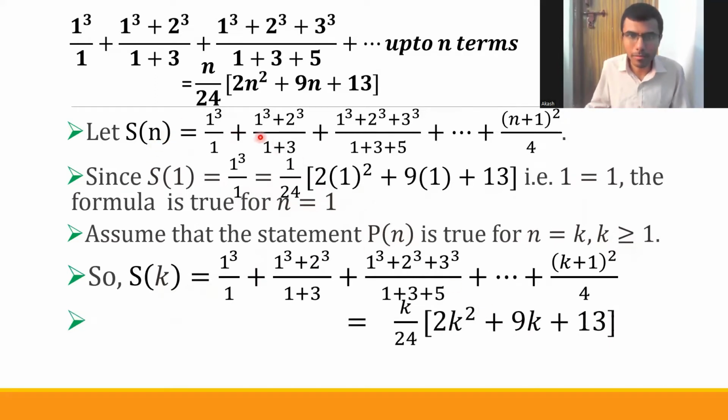See, S of n is nothing but this, which is equal to n by 24 into 2n square plus 9n plus 13. If the LHS is equal, it will be equal to the RHS also, right? So therefore, in place of the given n, I just kept it as k. So S of k would be equal to this, up to k plus 1 whole square by 4. That's nothing but equal to this.